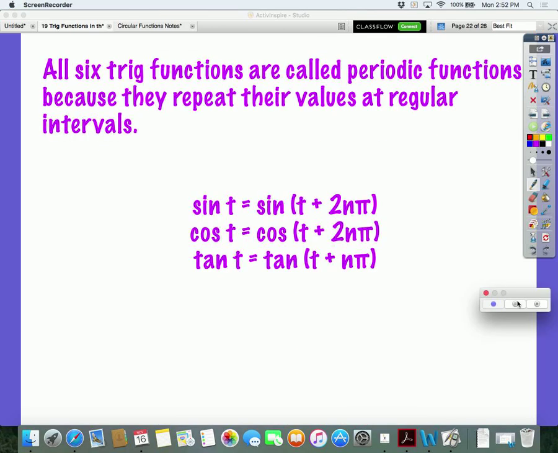Yes. So we're back to our notes. All 6 trig functions are called periodic functions because they repeat their values at regular intervals. So for sine and cosine, every 2 pi radians, or every 360 degrees, their values are going to start to repeat. In other words, the ordered pairs are going to start to repeat each other after 360 degrees. And tangent will start to repeat its values after every pi radians or after every 180 degrees.